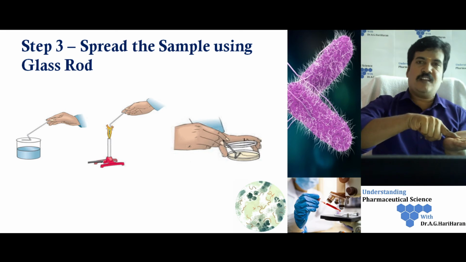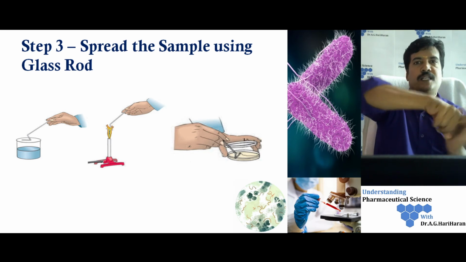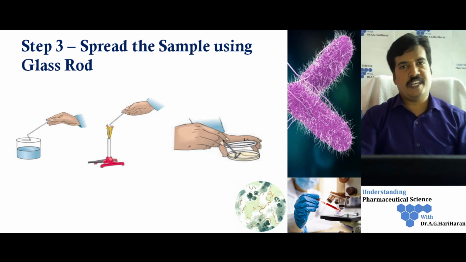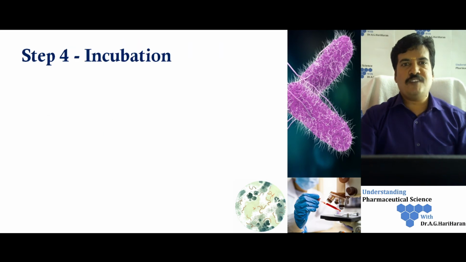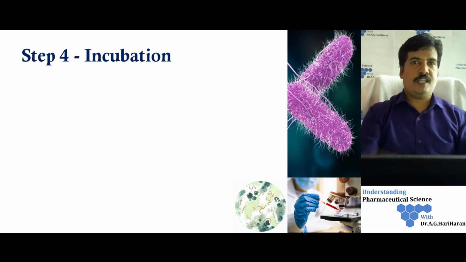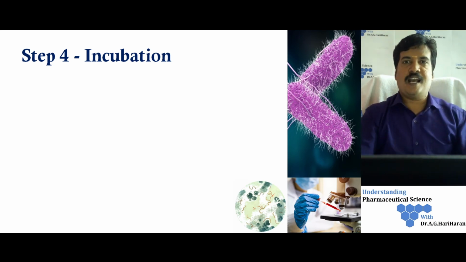So with the length of the glass rod it gets spread into a single layer. Once it is rotated, it is spread over the entire surface. After that it is kept in the same position for 1 hour so that each cell gets entrapped into that medium, the agar medium.